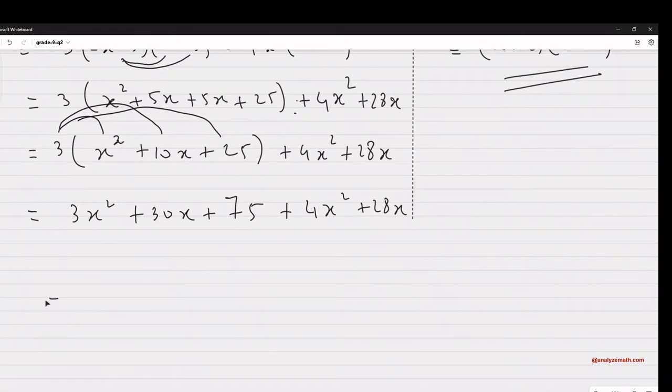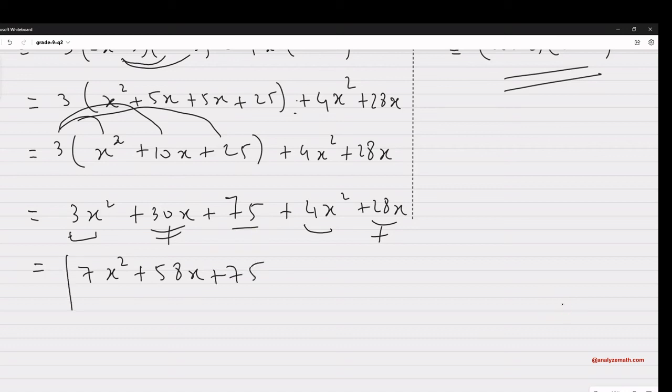Good. Now we start grouping, starting from the highest power and then the next and so on. We have got two terms in x², 3x², 4x². Same power, so we can group them. 30x, 28x. x has got the same power again. We can group them. 30, 28, that gives me 58x. And then the constant term on its own, plus 75. So this is the expression in part B, expanded, grouped, and simplified.